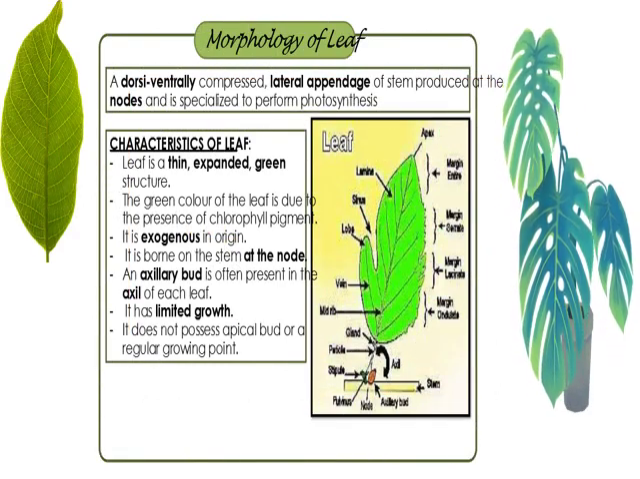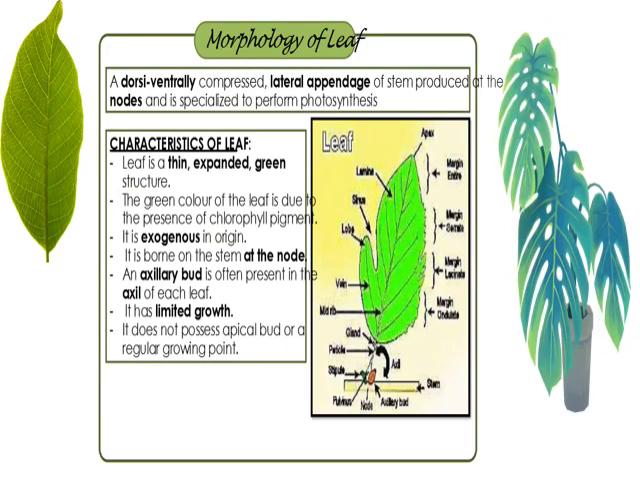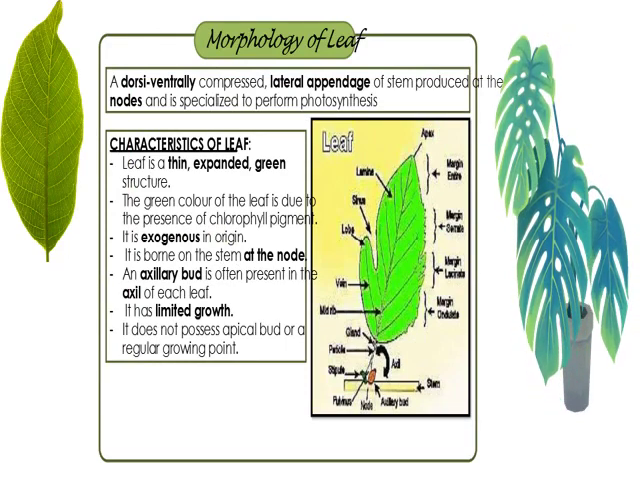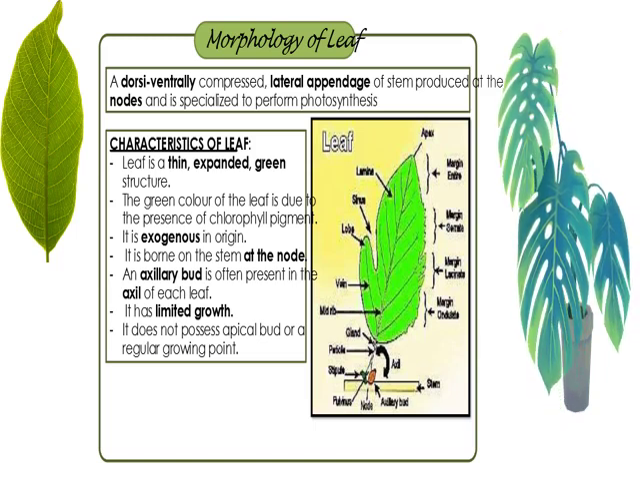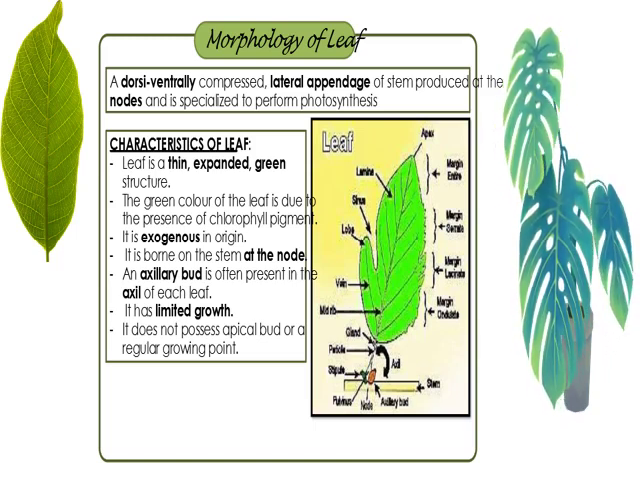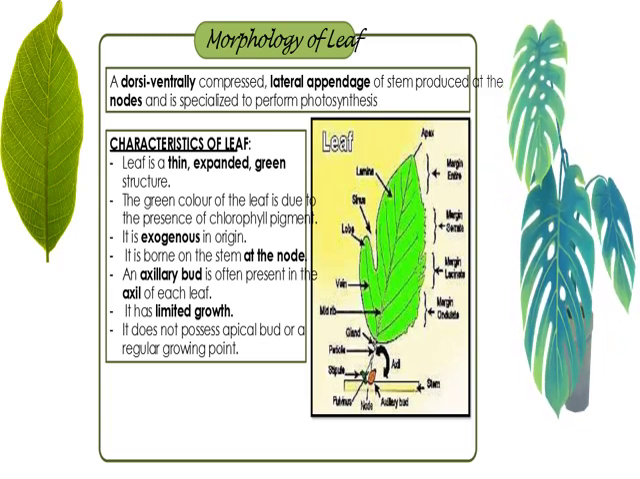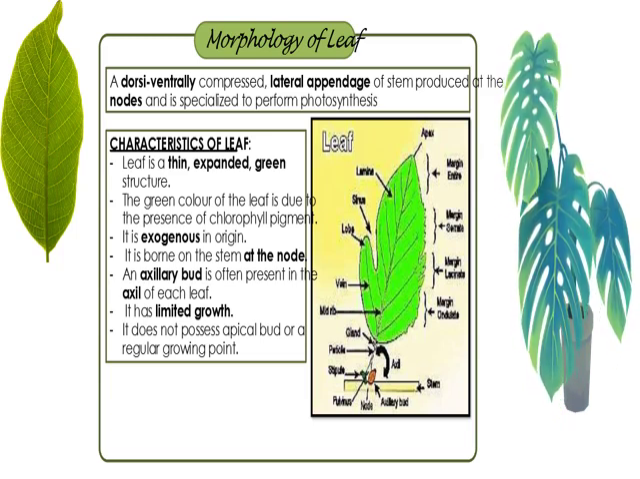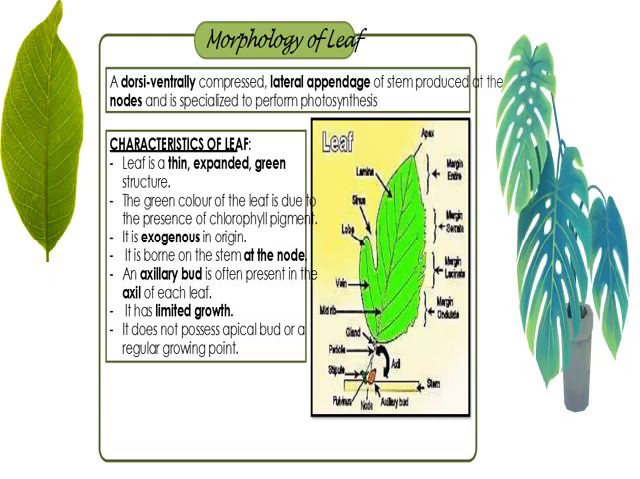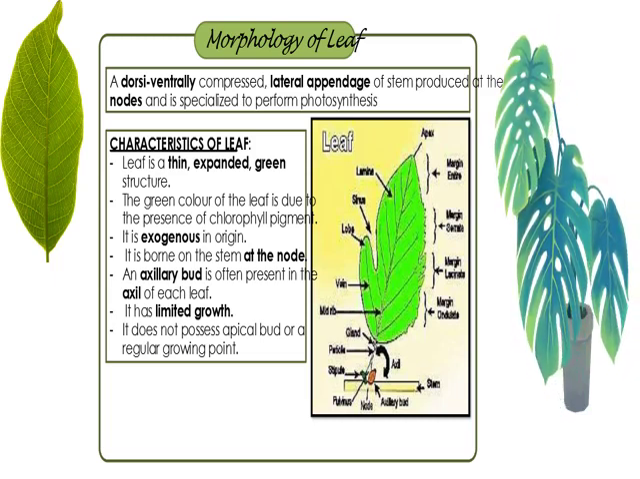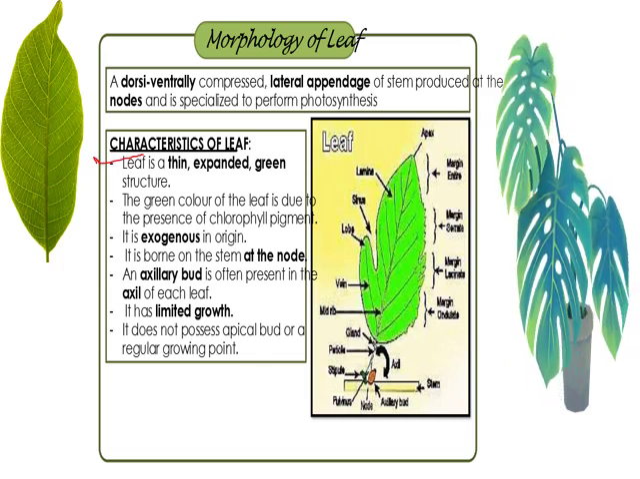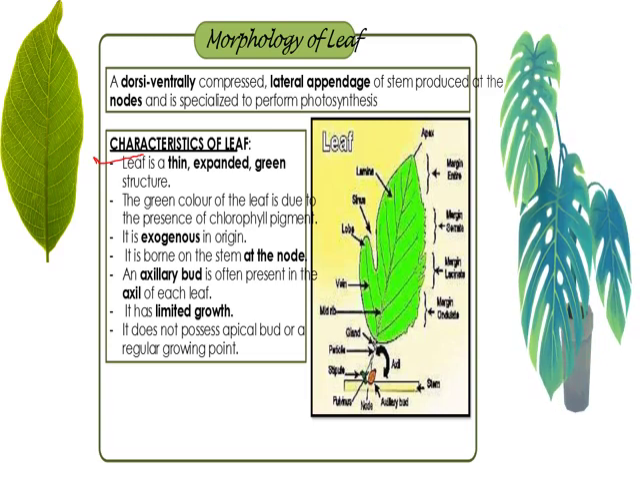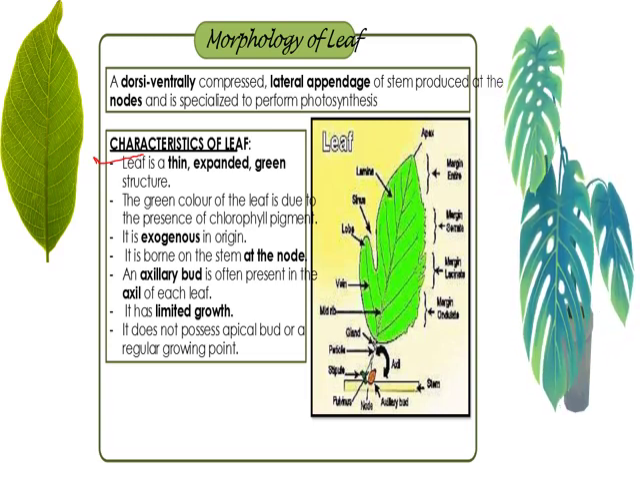So very briefly, we find leaf as a green flat structure borne on stem or on the branches, and majorly leaf arises from nodes, and they specialize to perform photosynthesis. So the major characteristics of leaf are as follows. The leaf is a thin, expanded and green structure, and the green color of leaf is due to the presence of chlorophyll pigments.